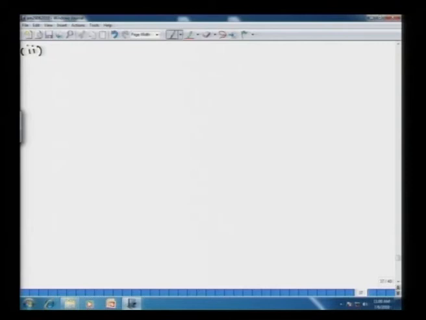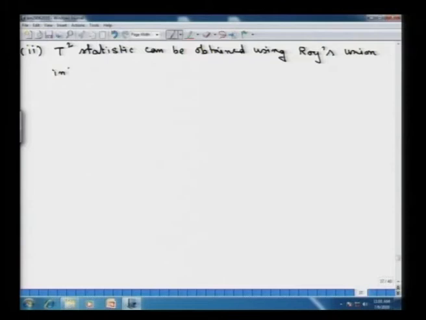Now, the second thing we are going to say is that the T square statistic can be obtained using the union intersection principle of Roy.